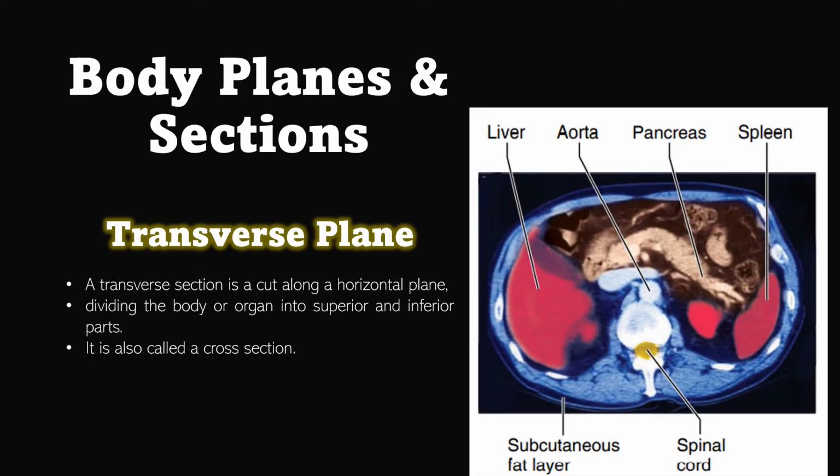The MRI for this plane will show you something like this, which will include liver, aorta, pancreas, spleen, subcutaneous fat layer, and spinal cord.